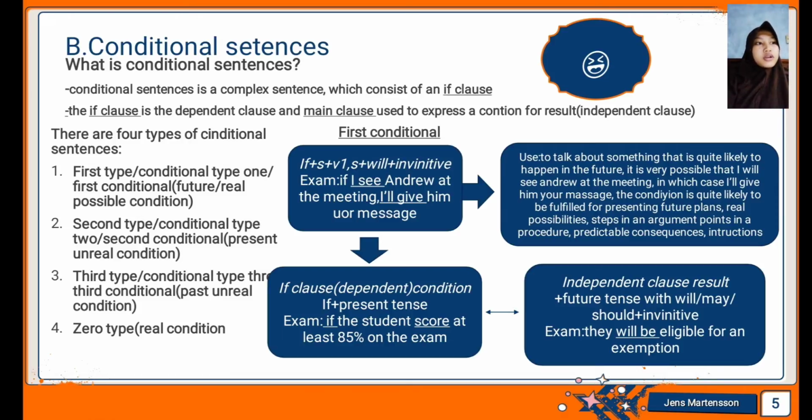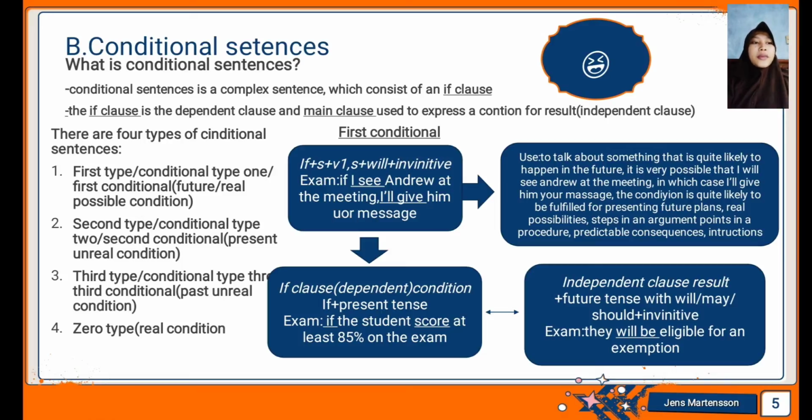Used to talk about something that is quite likely to happen in future. It is very possible that I will see Andrew at the meeting, in which case I will give him your message. The condition is quite likely to be fulfilled, for presenting future plans, real possibilities, steps in an argument, points in a procedure, predictable consequences, and instructions.